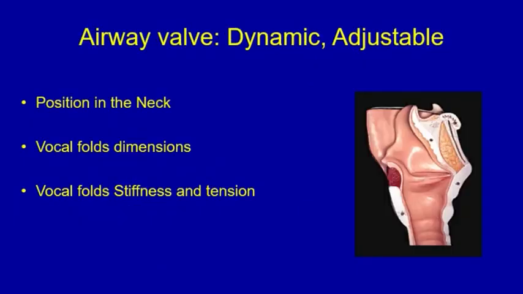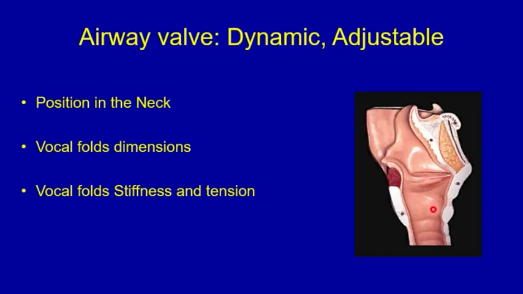The larynx as an airway valve is not only dynamic, as it can open up by the abduction of the vocal folds and close down by the adduction of the vocal folds, but it's also adjustable under neuromuscular control so that these functions can be adjusted.